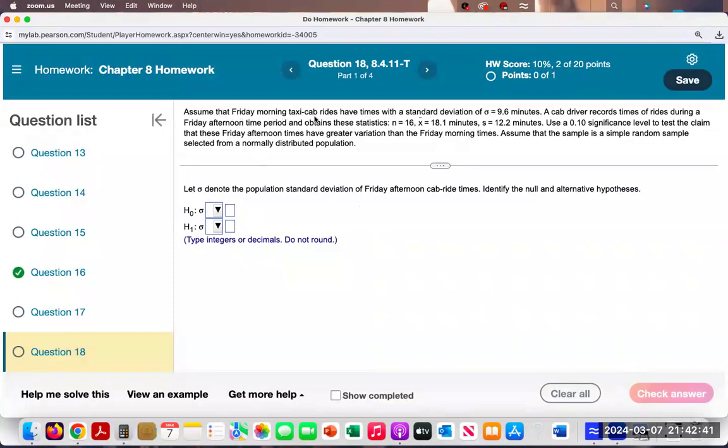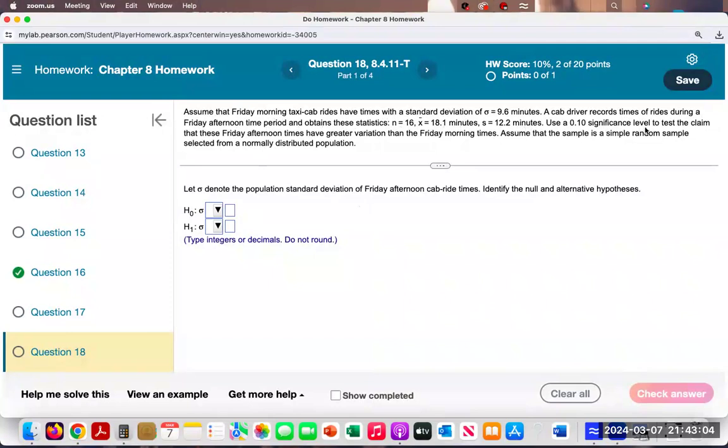Assume that Friday morning taxi cab rides have times with a standard deviation of 9.6 minutes. A cab driver records times of rides during a Friday afternoon time period and obtains these statistics. N equals 16, the sample mean is 18.1 minutes, and the sample standard deviation is 12.2 minutes.